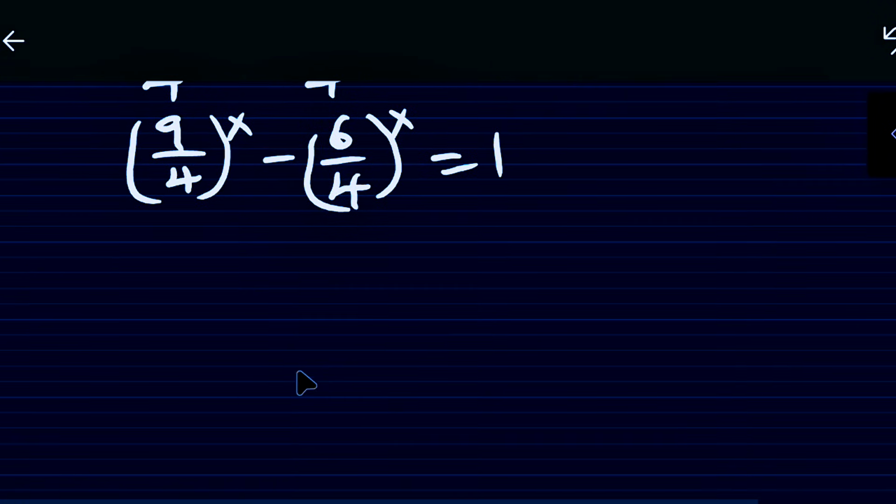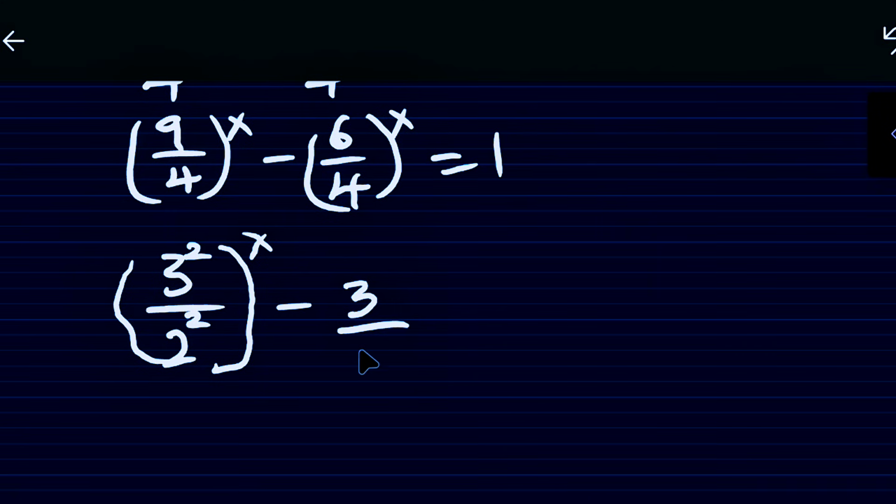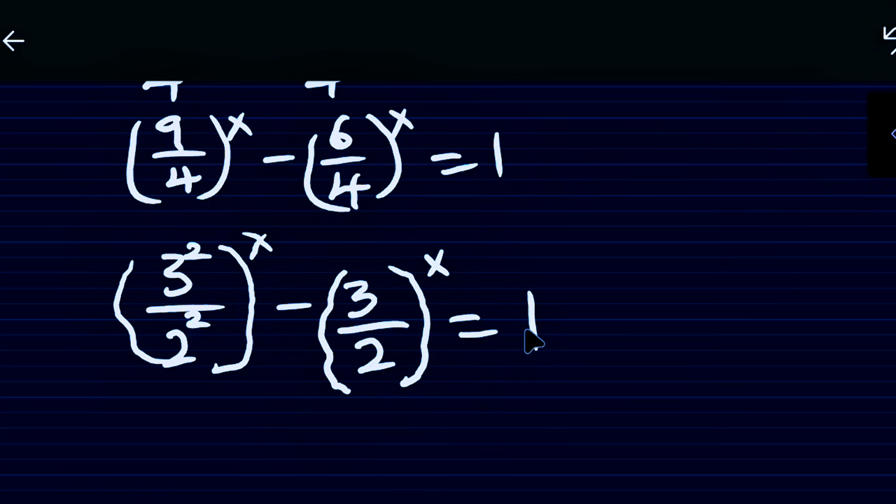So from here, this 9 here can be written as 3 squared, then divided by 4 can be written as 2 squared, and everything will be to exponent x. Okay, then minus, we can reduce this to the lowest term. Okay, 6 divided by 2 will give us 3, then 4 divided by 2 will give us 2, and we'll have this to the exponent x, and this equals 1.